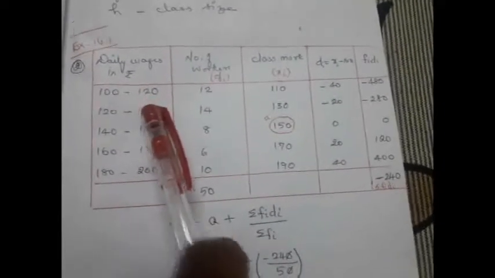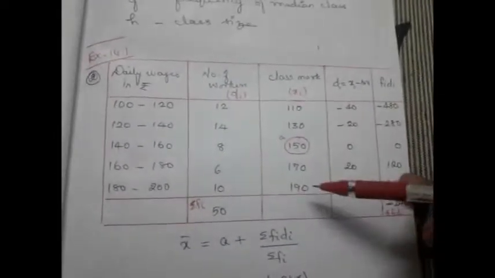Or else you can use the formula upper limit plus lower limit divided by 2. So 100 plus 120 is going to be 220. 220 divided by 2 is 110. Right? Or else easily you can write the middle value. That is going to give your Xi.